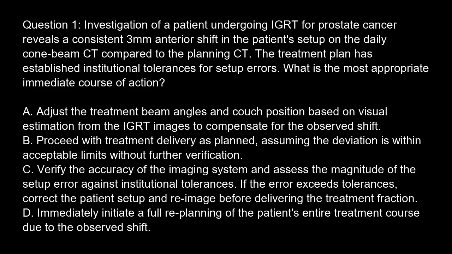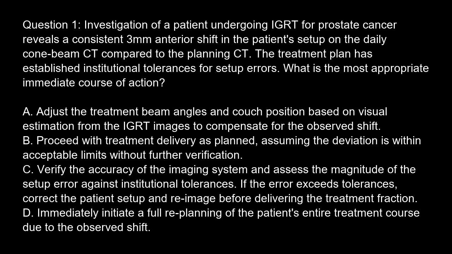Question 1. Investigation of a patient undergoing IGRT for prostate cancer reveals a consistent 3 mm anterior shift in the patient's setup on the daily cone beam CT compared to the planning CT. The treatment plan has established institutional tolerances for setup errors. What is the most appropriate immediate course of action?